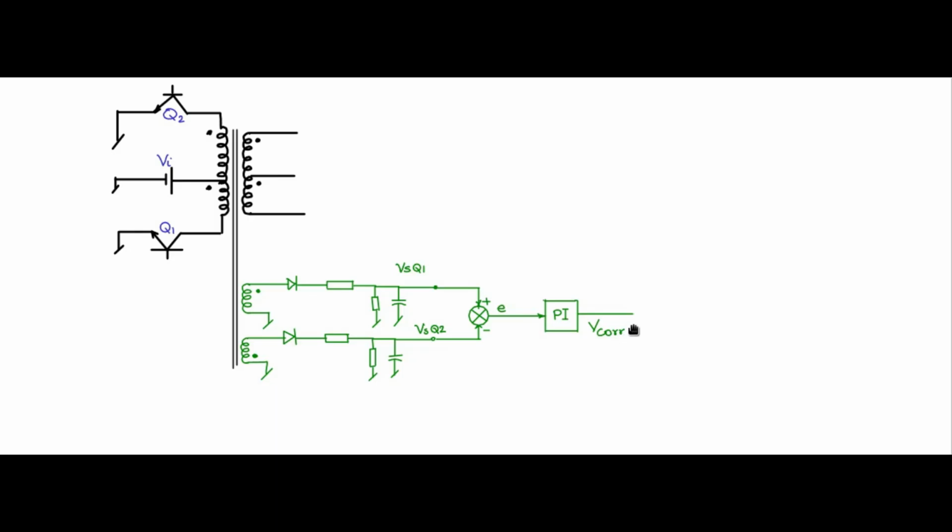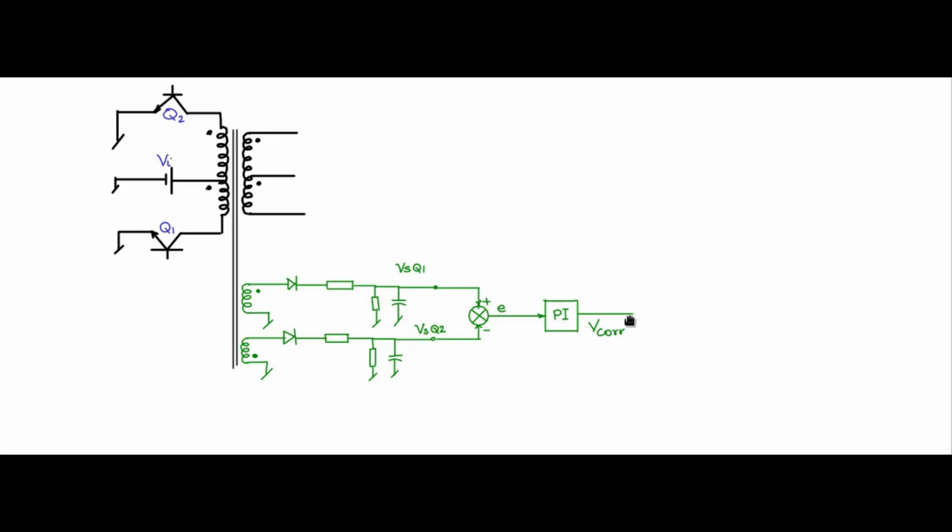This correction voltage should be added to the duty cycle patterns of Q1 and Q2 in such a manner that the error here becomes 0. Error becoming 0 means the volt-second when Q1 is on and the volt-second when Q2 is on will both match. So this will take care of the differential VCE sats of the devices.